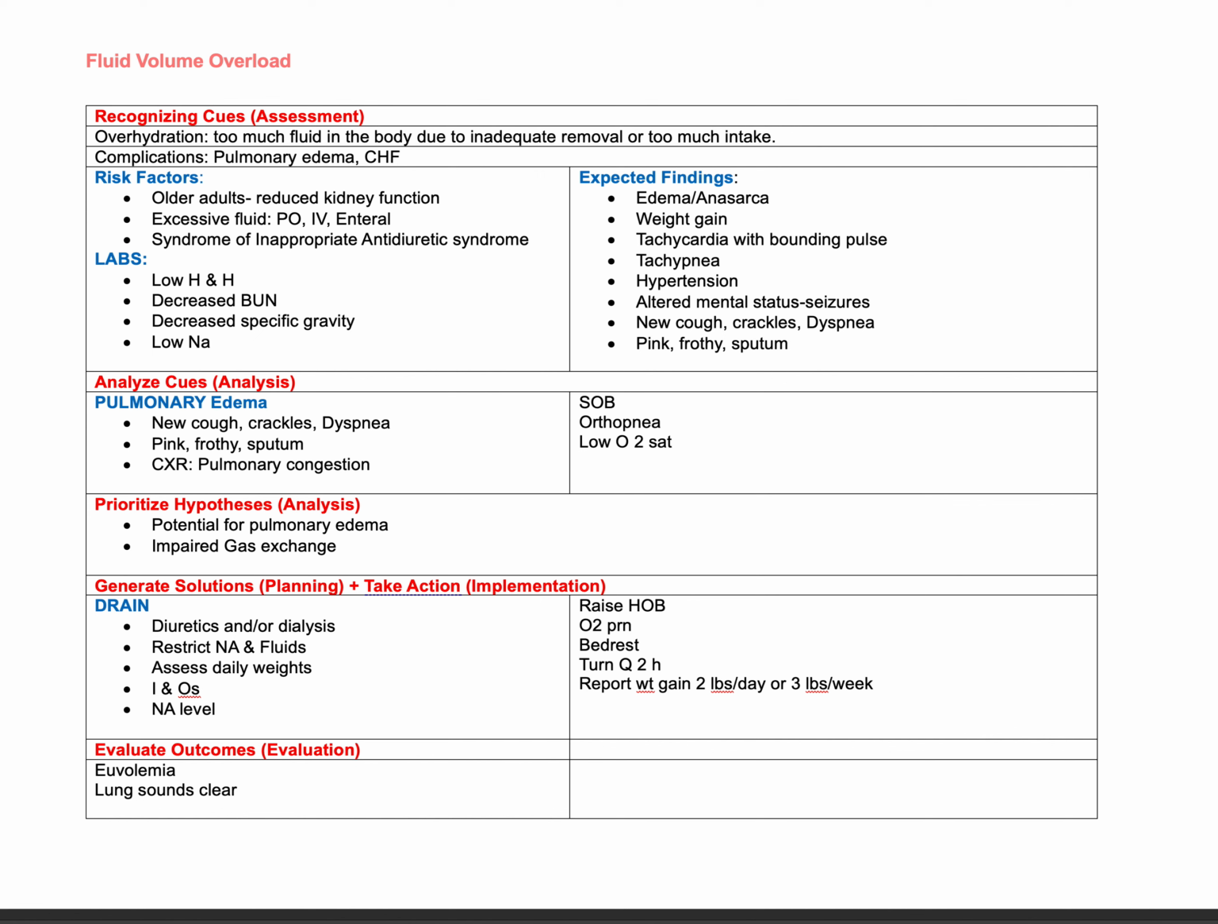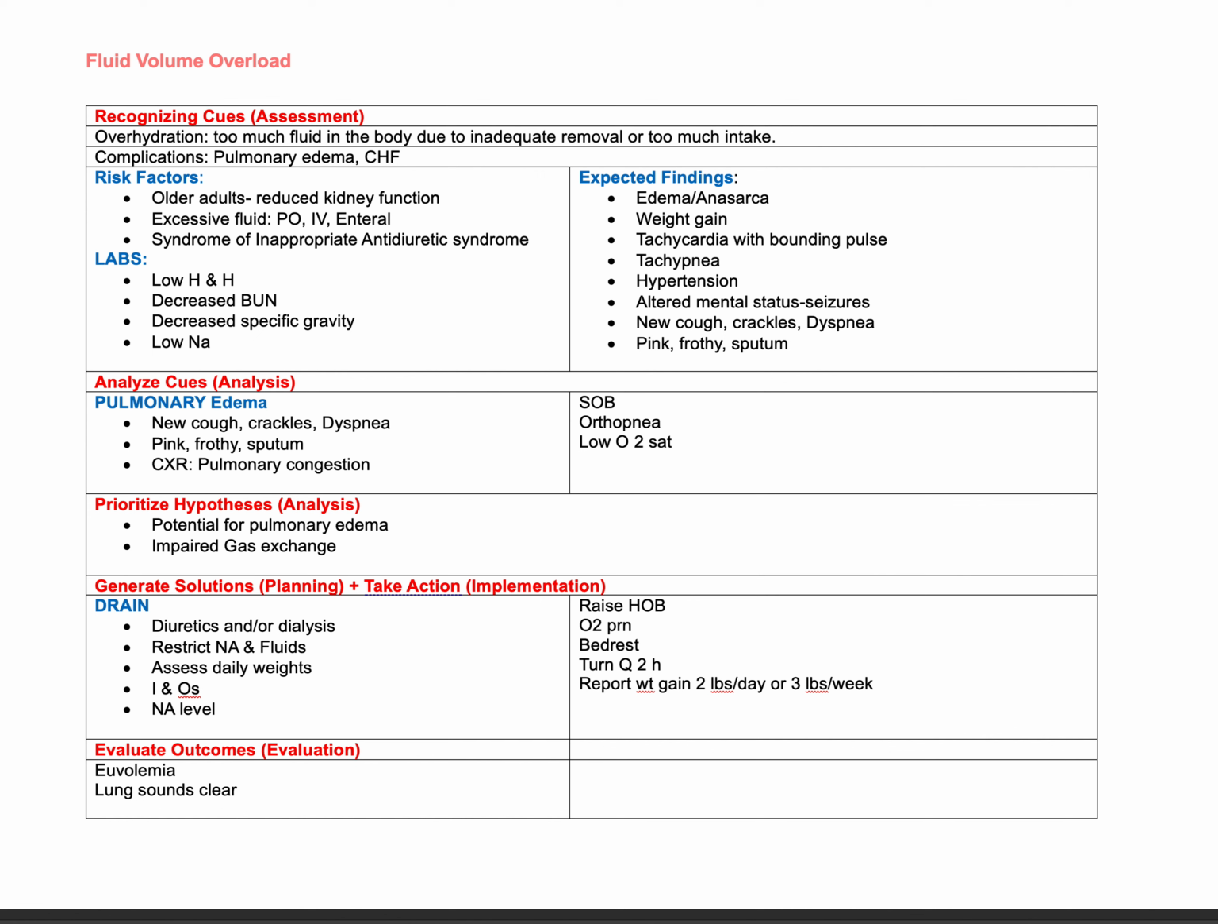Let's talk about the labs. So in the labs, what you're going to see in somebody that is overhydrated is a low H&H. They are going to have a decreased BUN and a decreased specific gravity, okay, except for SIADH. Most people with fluid volume excess are going to have a decreased specific gravity. They'll have low sodium.